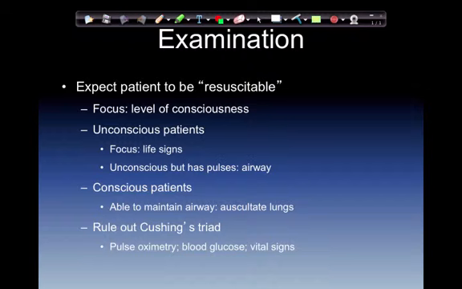Rule out Cushing's triad, and that would be because of an underlying head injury. If they are unresponsive due to a head injury, we would like to catch that as early as possible. So pulse oximetry, blood glucose, vital signs. Remember, Cushing's triad is hypertension, bradycardia, and then adjusted respiratory patterns.